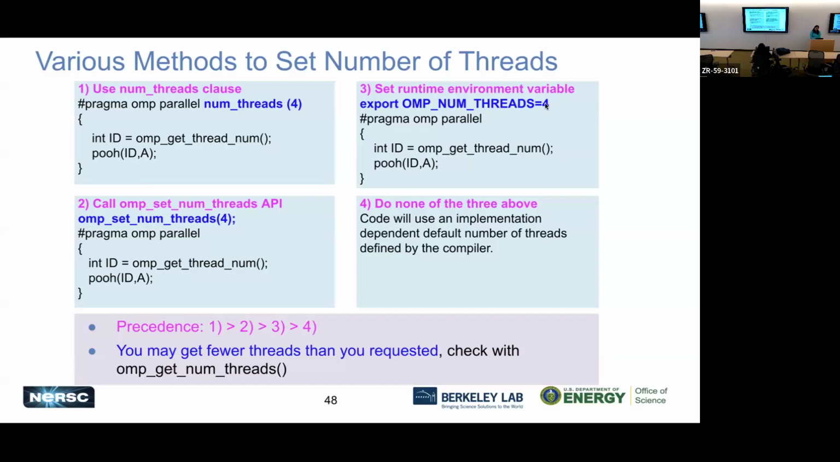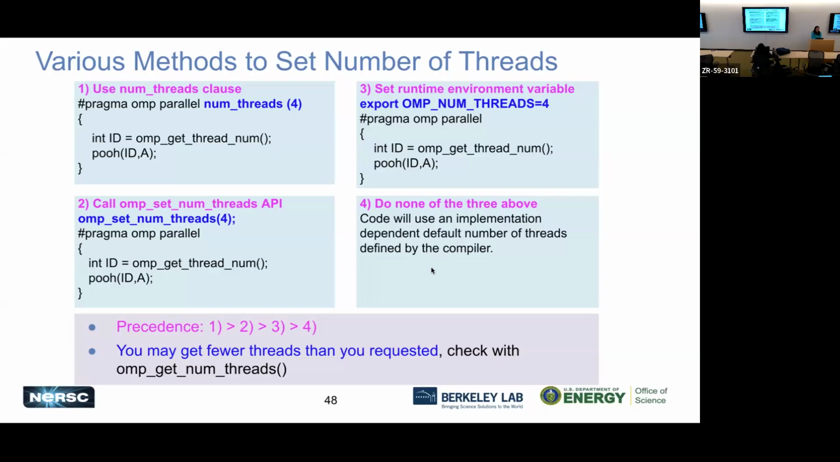So if you set this, you change this. However, if you have this set number of threads in your source code, your export won't take effect, because set number of threads has higher precedence than the number of threads environment variable. And the fourth way is you do nothing, then the compiler and operating system will decide how many threads it'll use.